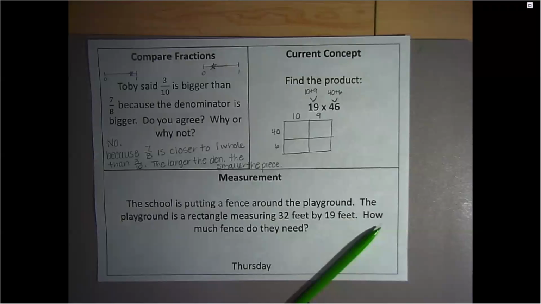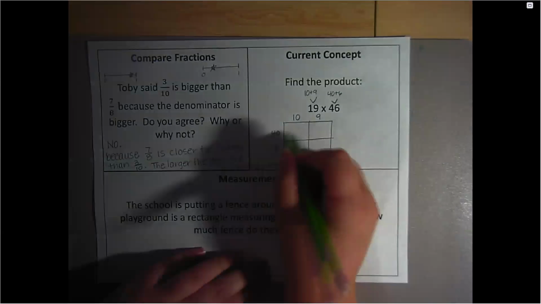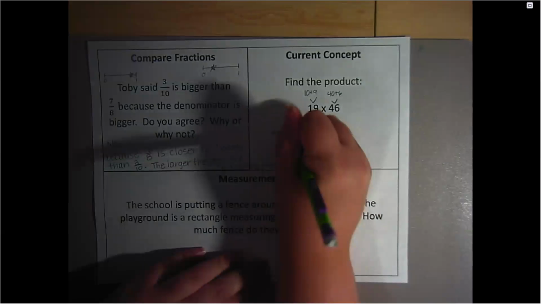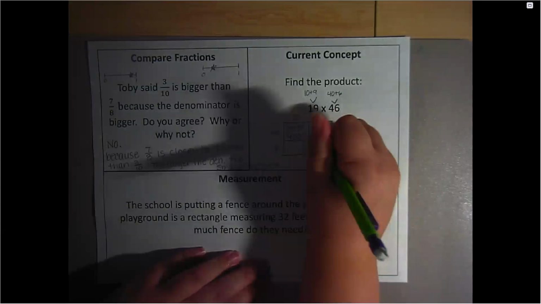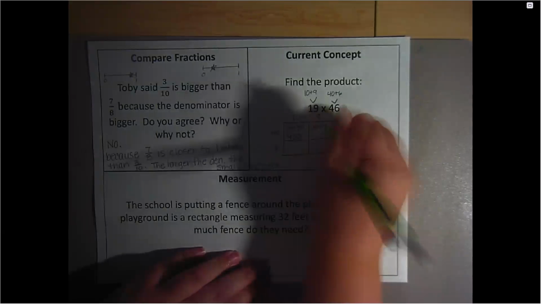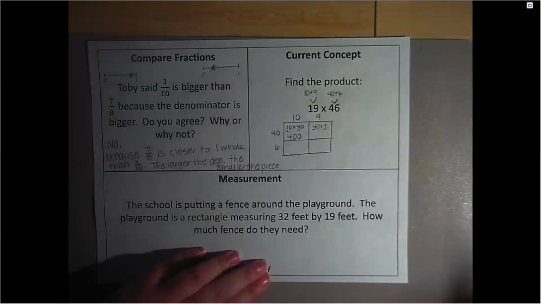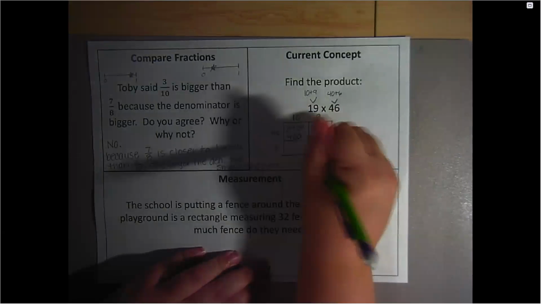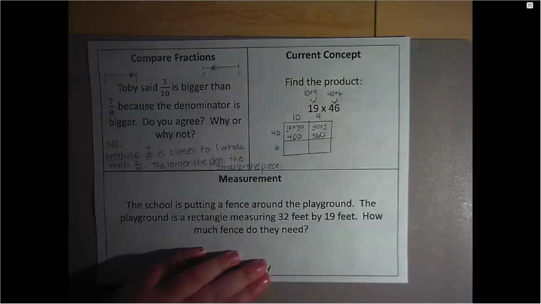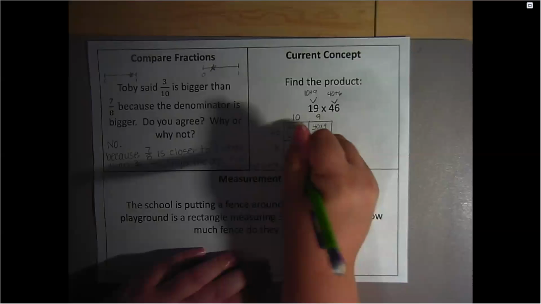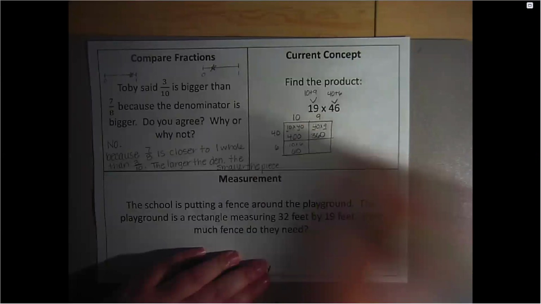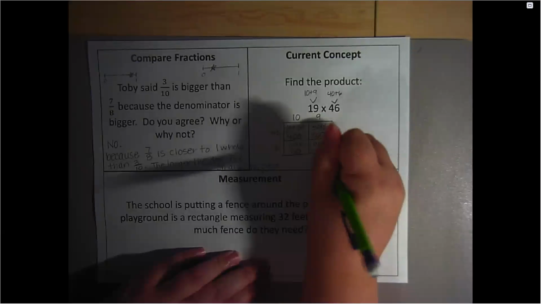In this first box, it's going to be 10 times 40. The simple fact is 1 times 4, which is 4, and then add the 2 zeros, so it's 400. In this box, it's going to be 40 times 9. The basic fact is 4 times 9, which is 36, and you add the 0, which is 360. In this box here, we have 10 times 6, which is 60. And then we have 6 times 9, which is 54.